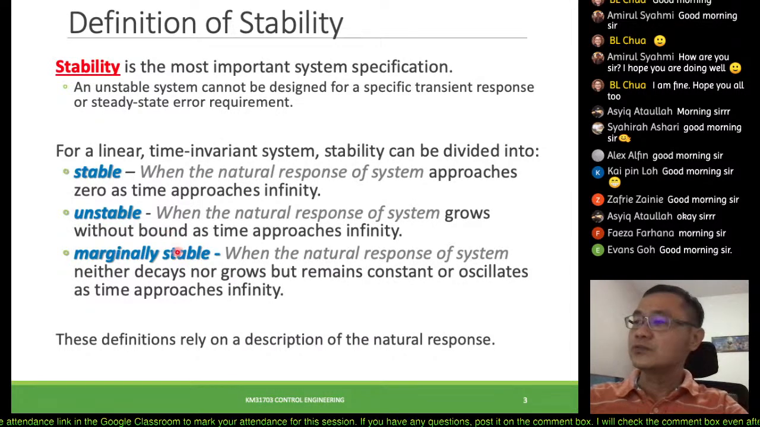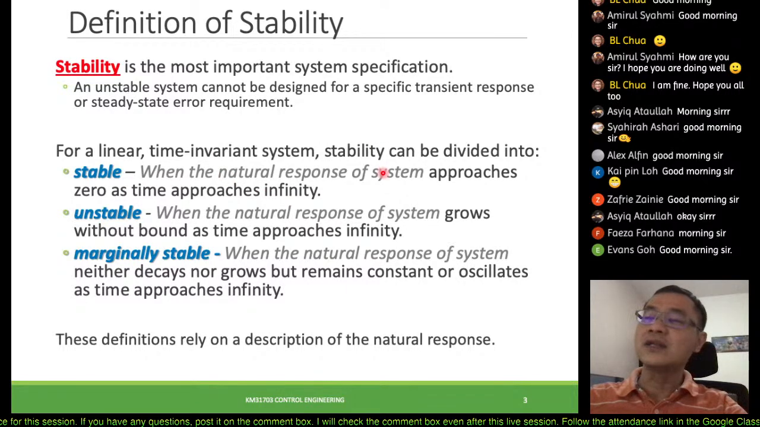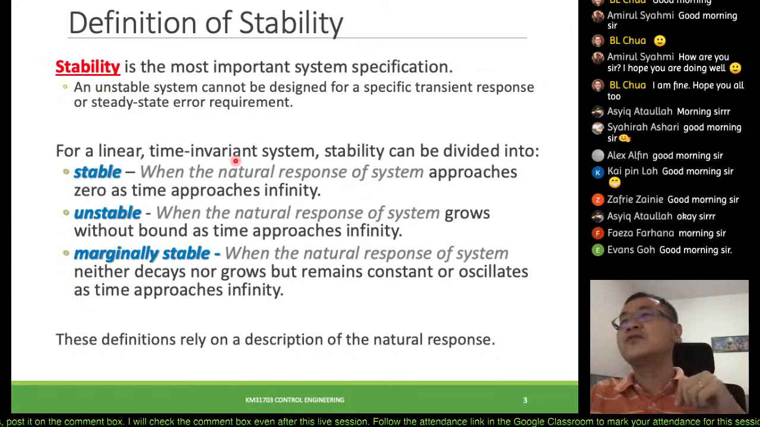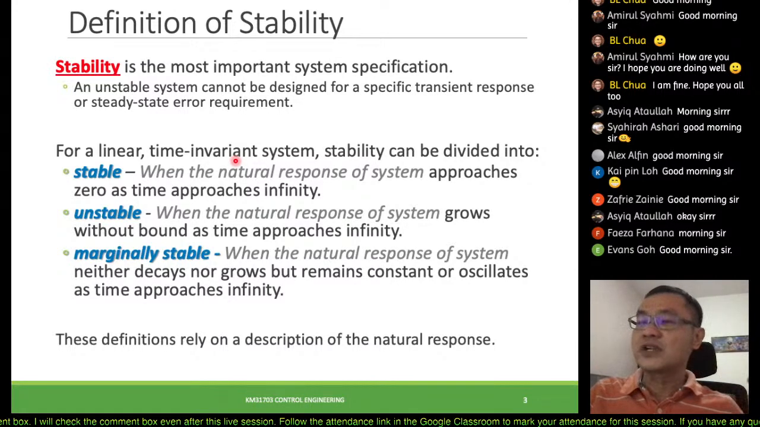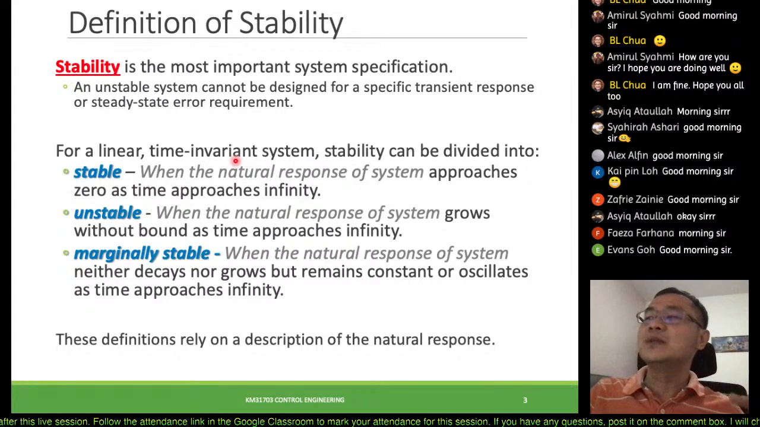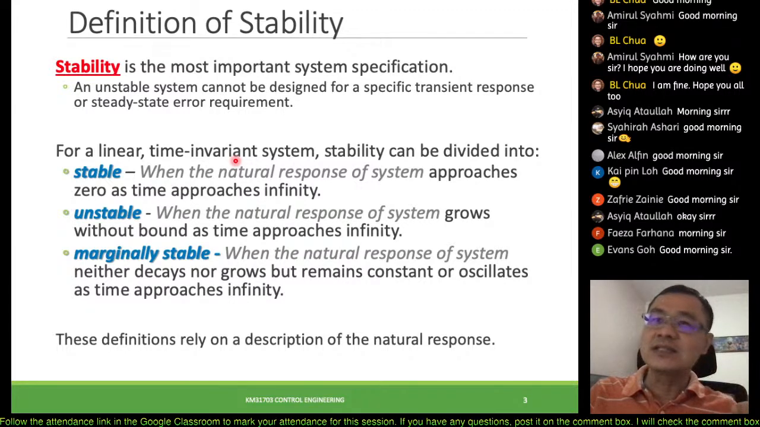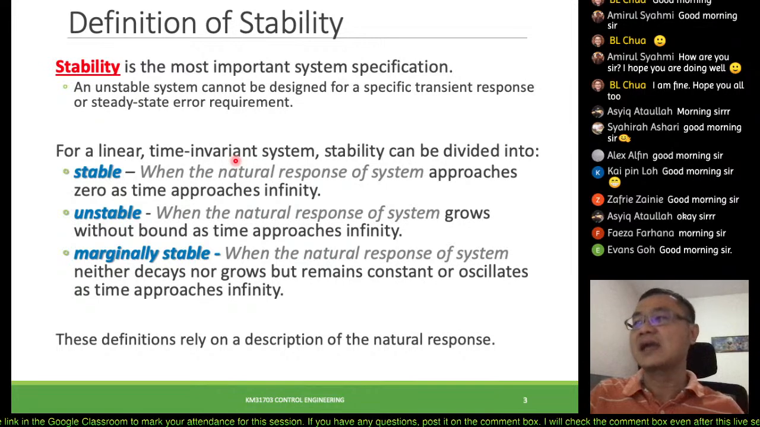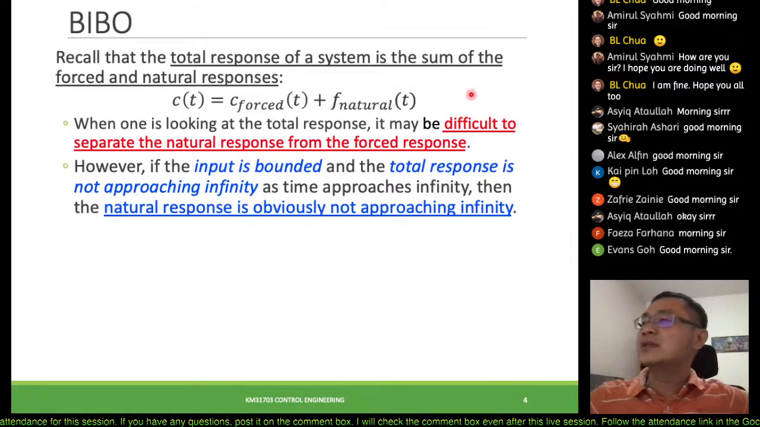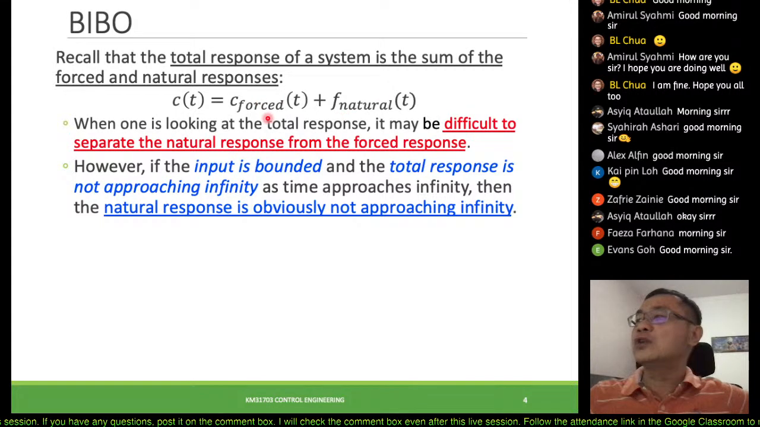Okay, so we can see that all these definitions purely depend on this natural response. Remember, we have two types of response. First is the forced response, the force that you give to it, and the second one is the natural response of the system, where we see how the system will react naturally. So we can break the total response into the forced response as well as the natural response.